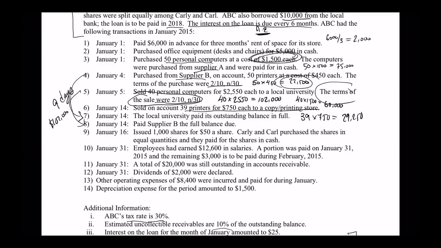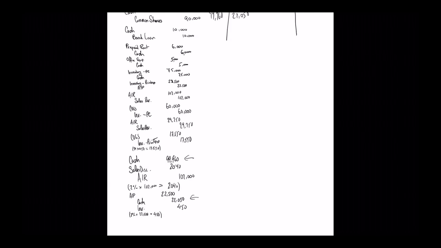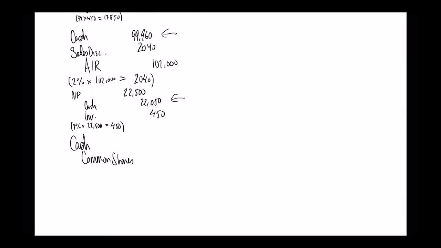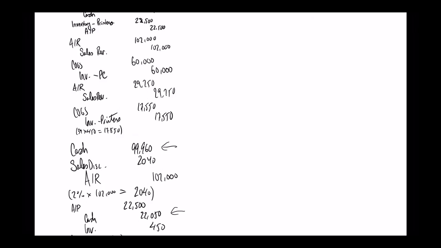Next, January 16th, issued 1,000 shares for $50 a share. Carly and Carl purchased the shares in equal quantities and they paid for the shares in cash. So, new share issuance, debit cash, credit common shares. $50 a share for 1,000 shares. 50,000, 50,000.